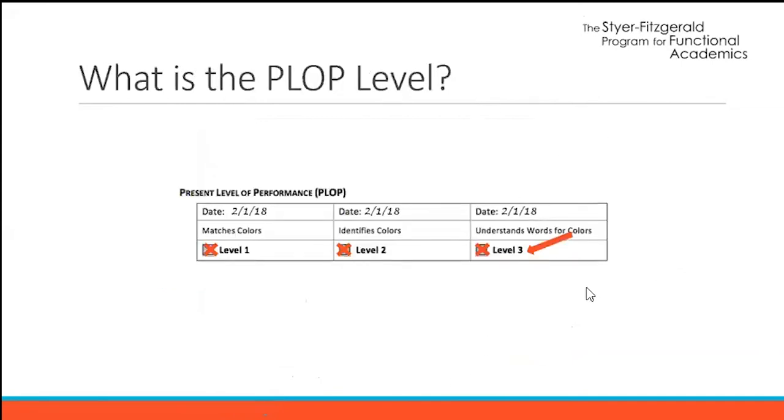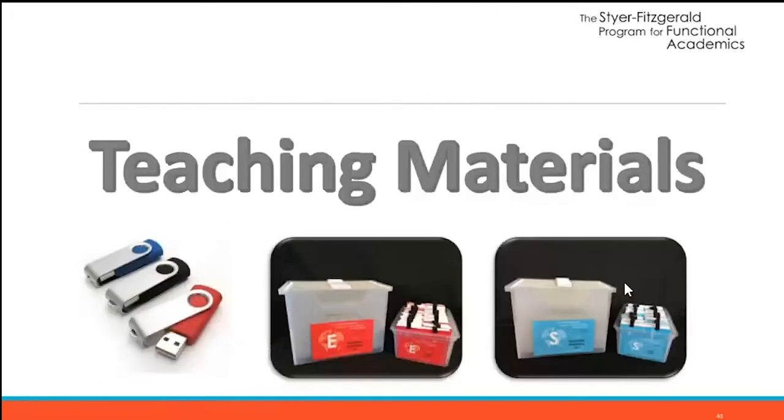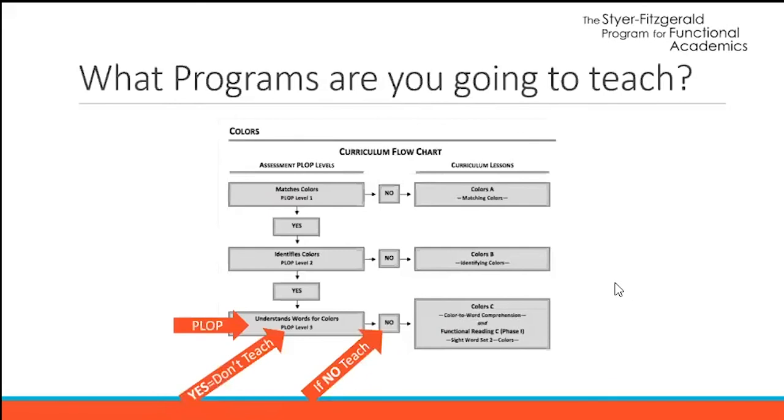For elementary, your student can match colors, identify colors, understand words for colors. They met criteria, right? Like the previous one for the secondary folks, if you come down to the bottom, it says your present levels of performance is understands words for colors, PLOP level 3. If you can do it, then you don't teach it. But if you can't do it, then you are going to teach it. And you're going to teach color to word comprehension and functional reading. Those are the ones you're going to pull as lesson plans. So it tells you exactly what you're going to do and where to go in the curriculum.